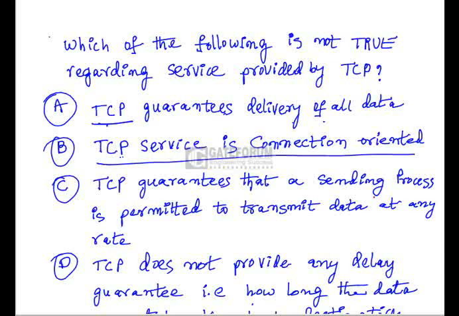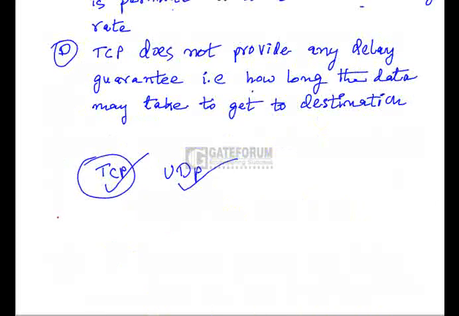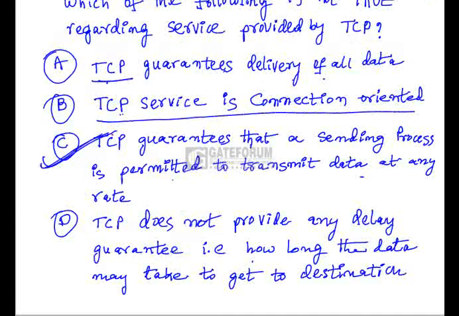TCP guarantees that a sending process is permitted to transmit data at any rate. Actually, the rate of transmission of data is not in the hands of TCP because it has to use the underlying IP protocol, which does not give any guarantee of the delivery of data, that is the rate of transmission of data, so TCP will not give any guarantee. So option C is the right option because it is the false statement.